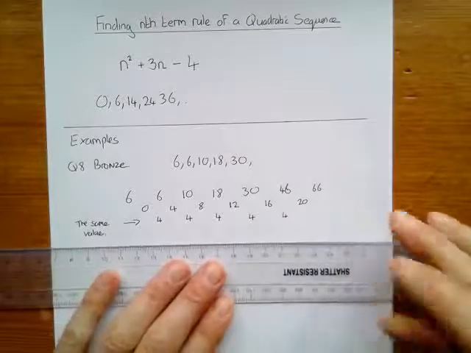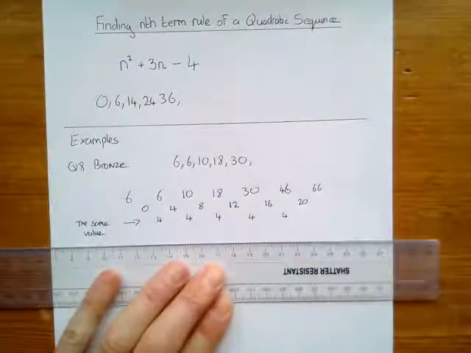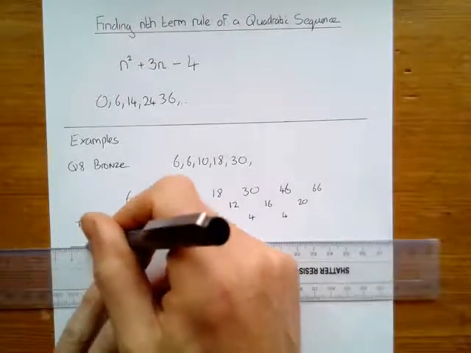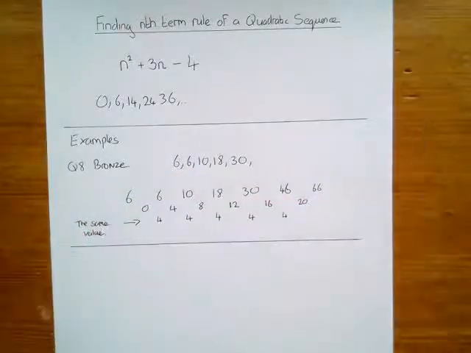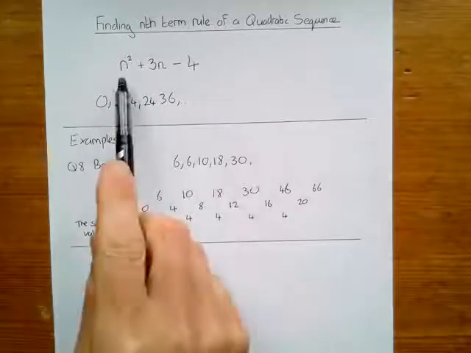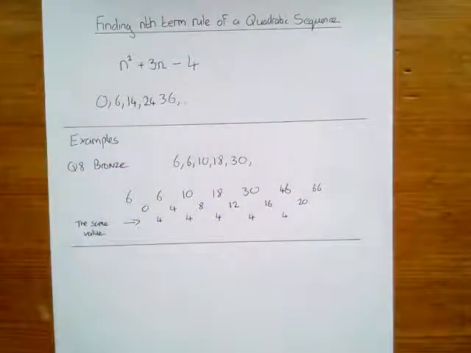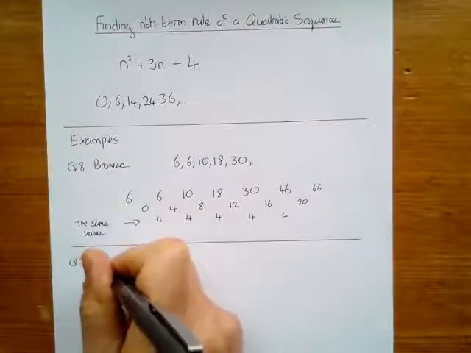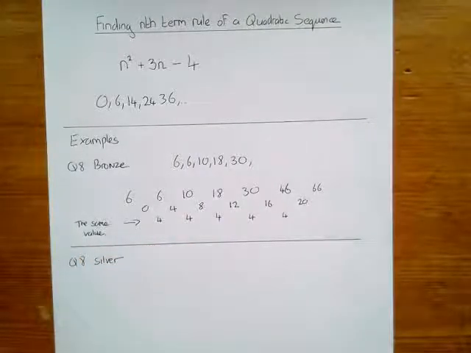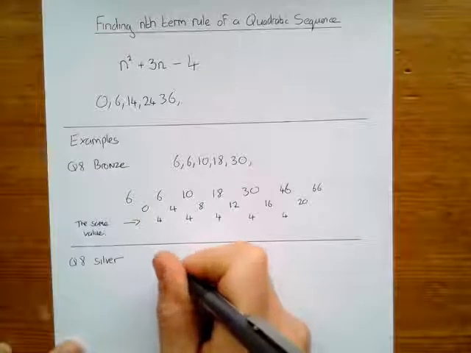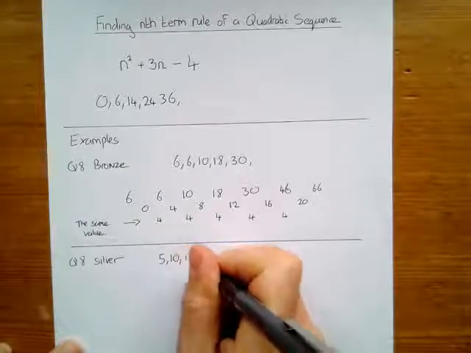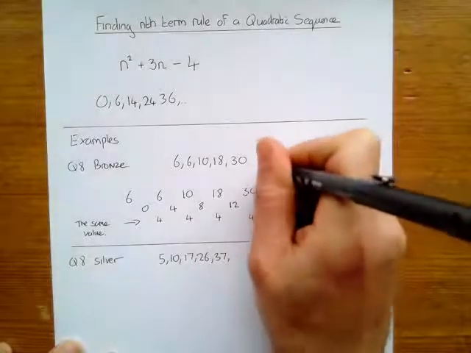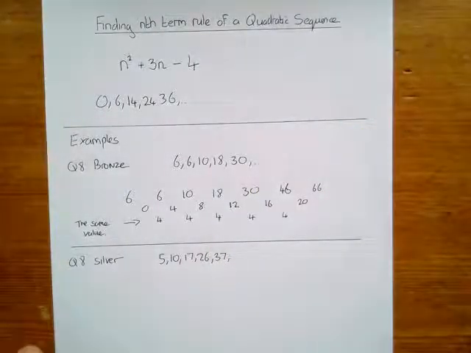Not particularly useful though if you want to say find the 50th term, because you're not going to write that out all the way across to the 50th term. So we actually need a way of finding the formula for something like that, the nth term rule as it's called. So I shall now do the question 8 silver and do exactly that. For question 8 silver, the numbers are 5, 10, 17, 26, and 37. I'll put dots on these to indicate that they actually continue.